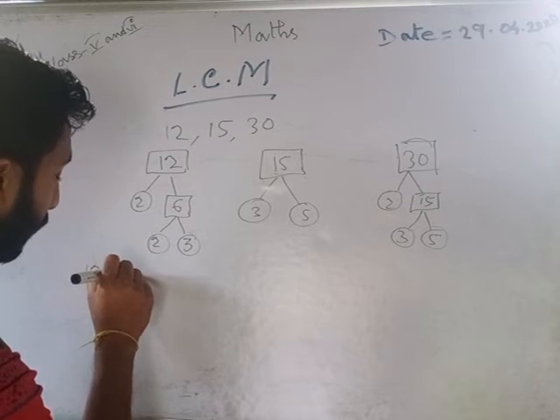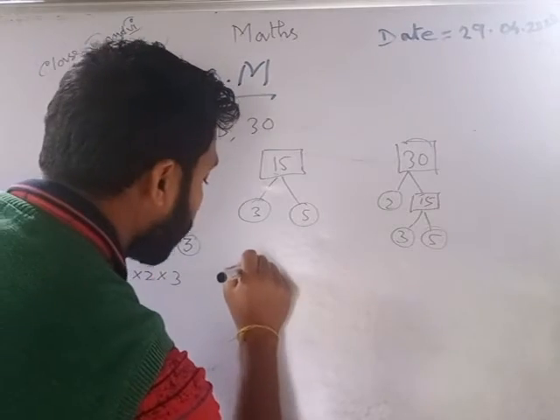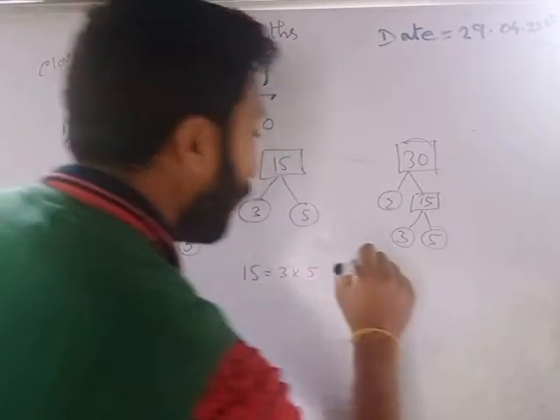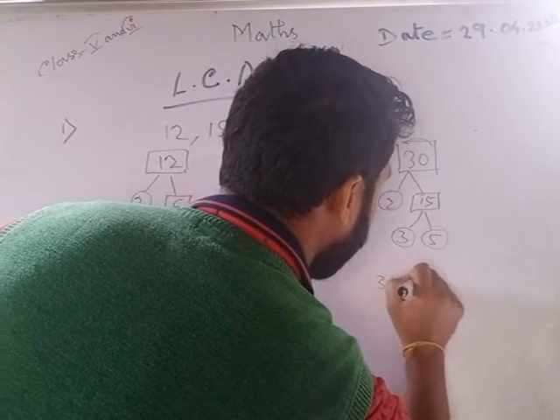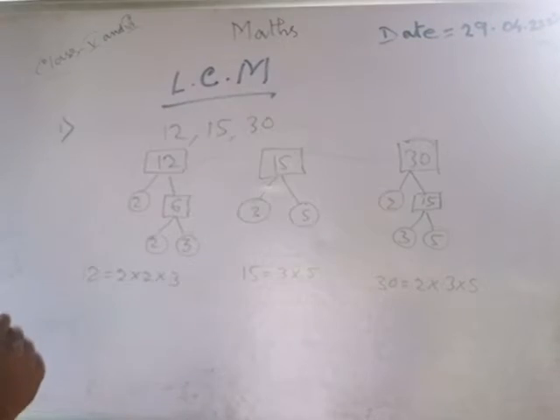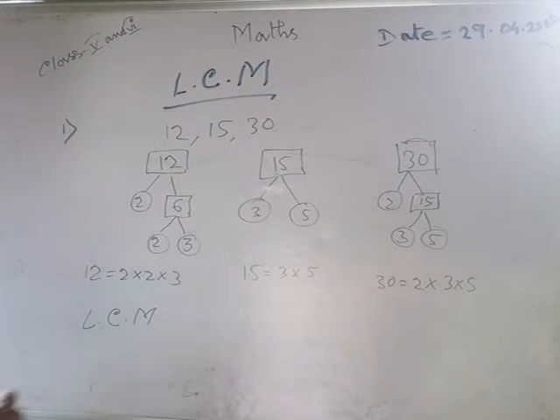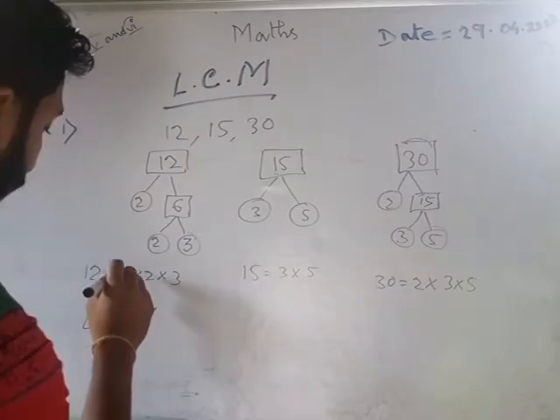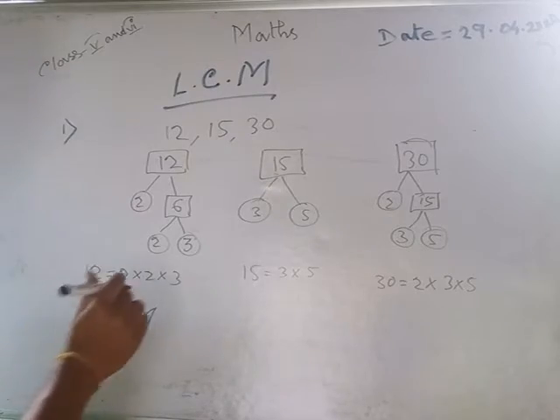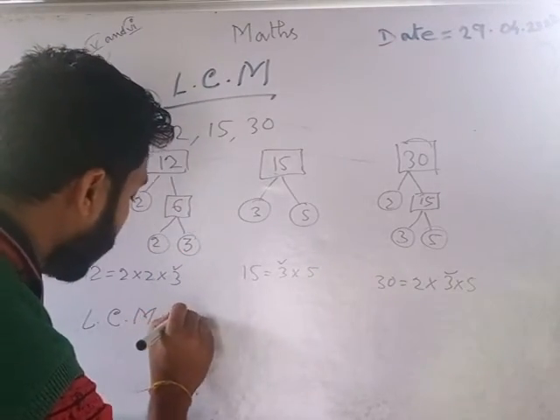The factors of 12 are 2, 2 and 3. The factors of 15 are 3, 5. The factors of 30 are 2, 3, 5. Find out the LCM. At first you should find out the common factor. 2 not here; 3 here, 3 here and 3. So you should write here 3.